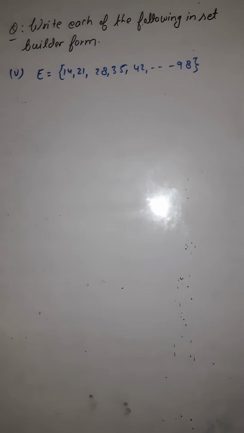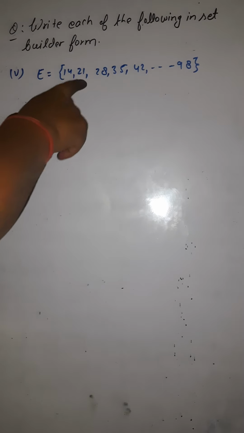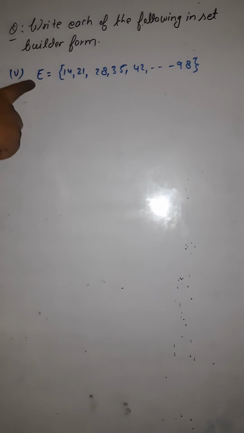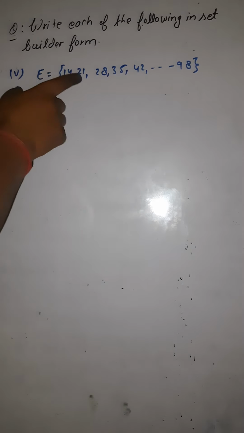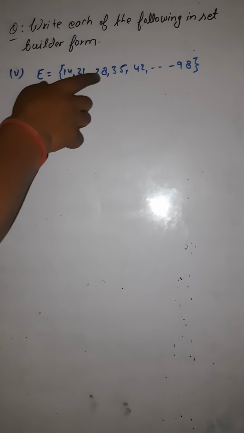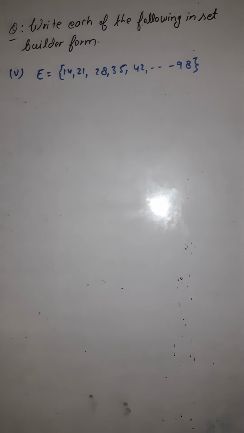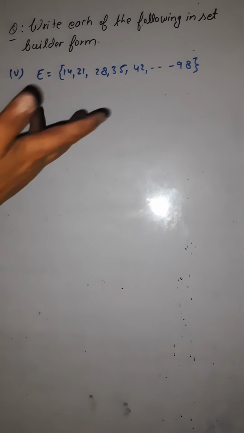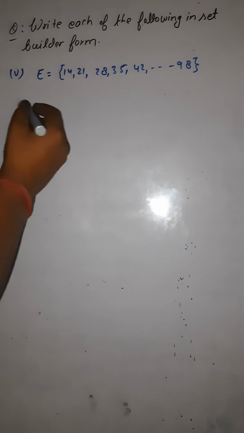Now this would be the last question here. You have the set E and the set E contains the elements 14, 21. These are the elements of set E. Now again you have to write this in set builder form. So how? If you see, all are multiples of 7 here. Look here, all are divisible by 7. 7 twos are 14, 7 threes are 21, 7 fours are 28. Getting it? So we have some clue from here.